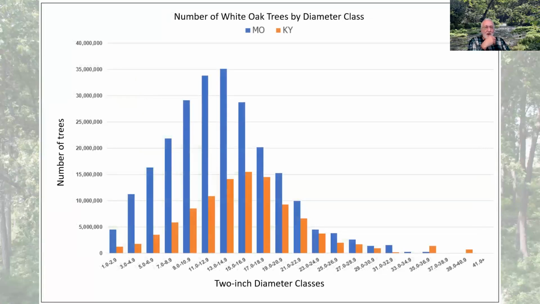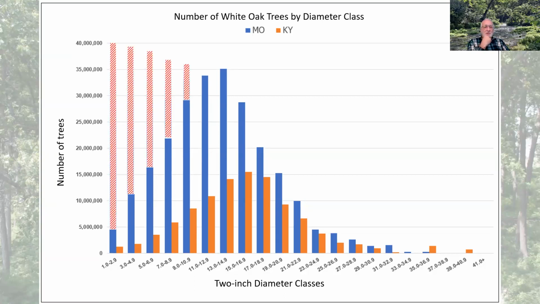So this is based, again, on that forest inventory and analysis data. Those orange bars, that's the state of Kentucky. The blue bars are Missouri. So again, it just points out Missouri being a very rich wood basket, if you will. But you'll notice these have kind of a bell-shaped curve to them. And what we don't see in either state's case are those smaller trees. We wish we did, but we don't.